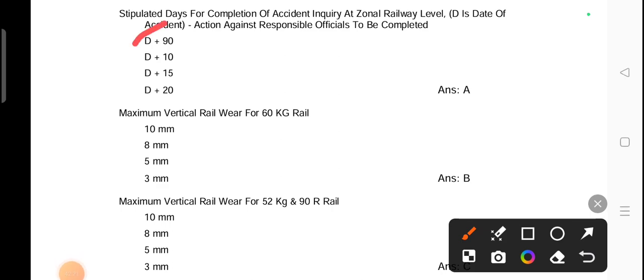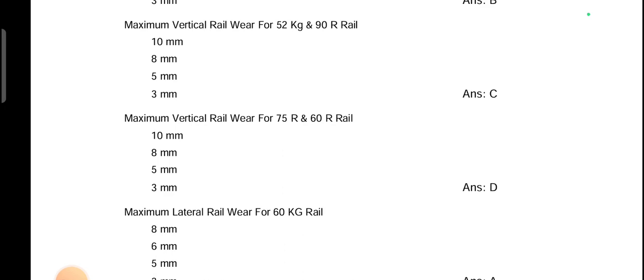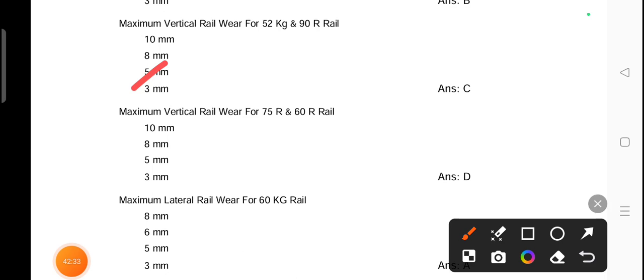Maximum vertical rail wear for 60 kg rail, 8 mm. Maximum vertical rail wear for 52 kg and 90 R rail, 5 mm. Maximum vertical rail wear for 75 R and 60 R rail, 3 mm.